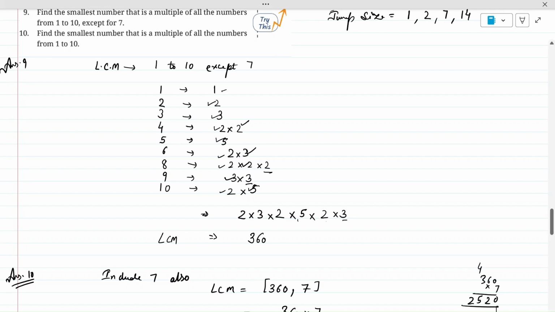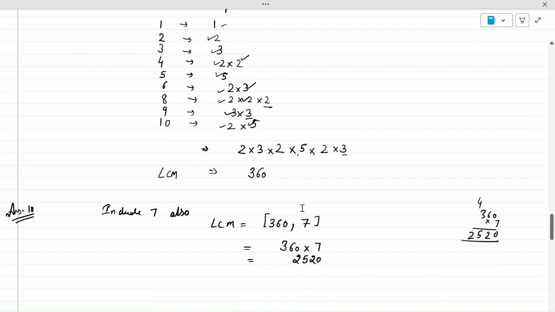Okay, so I hope this is clear what we have done. For all the numbers except 7, from 1 to 10, we have the LCM as 360. And in the next question, we have to include 7 also. So if I'm going to include 7 here also, I'm marking here in red, 7 is not common with anyone. That means in the end, I will have to multiply it by 7. That means I can multiply this by 7 to get this number. Okay, so this is done.